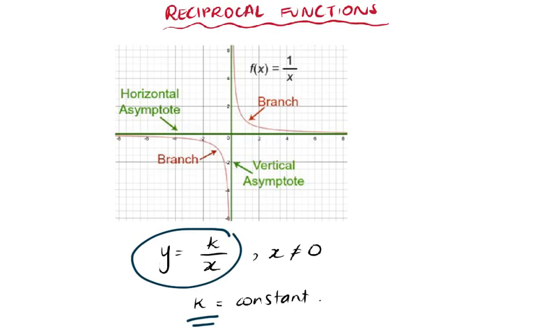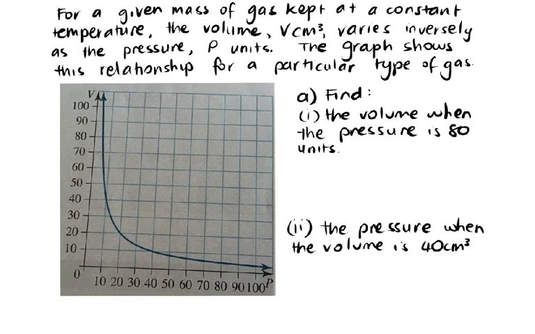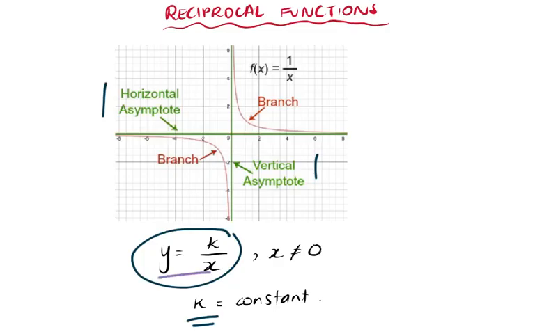The other thing to note are our horizontal and vertical asymptotes, and those are when x equals 0 and y equals 0. The first example states that for a given mass of gas kept at a constant temperature, the volume, V centimetres cubed, varies inversely as the pressure, P units. Now, it's really important to note that it says inversely. When an example has the word inverse or inversely, we know that it is a reciprocal model, and therefore you should be using this particular formula.